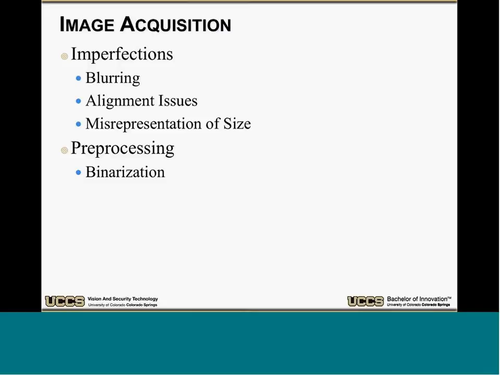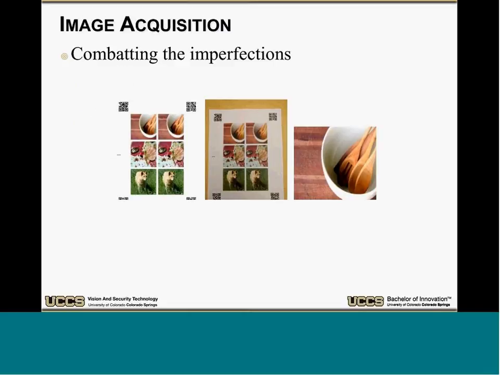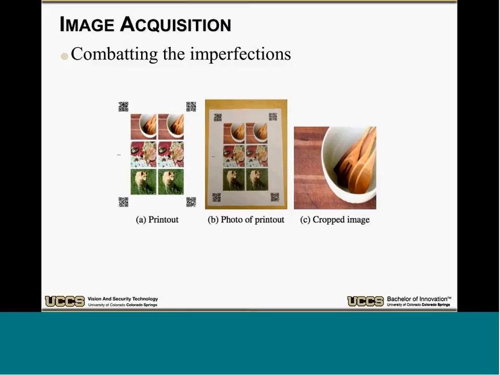A lot of images have to go through pre-processing before they can be part of the data set. The data set that we're using in our experimentation is the MNIST set of handwritten digits. And this test set goes through binarization before it can be put into the deep neural network. There are ways to combat these imperfections.